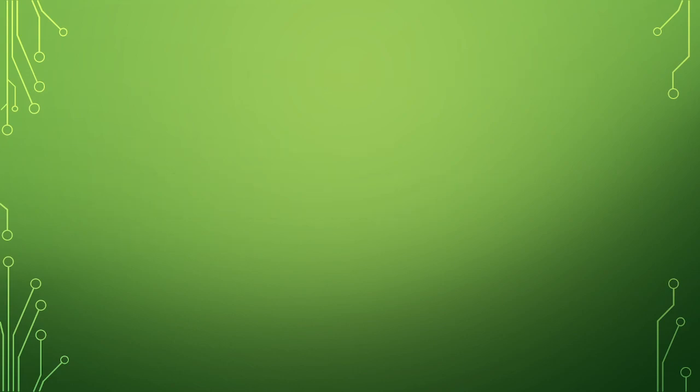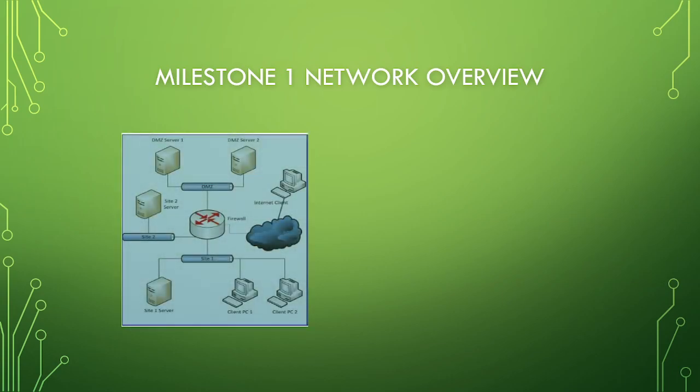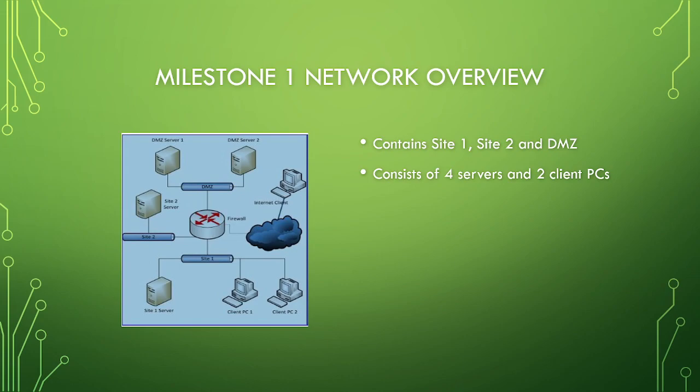Let's get started. So, Milestone 1 Network Overview. Here we have a generic image of what the network in place looks like. We have 3 networks initially, Site 1, Site 2, and our DMZ. We have 4 servers in total and 2 client PCs, one a Windows workstation and one a Linux workstation. This creates the foundation for our environment, each LAN representing its own network. And we had an IP address scheme that we created for this assignment.